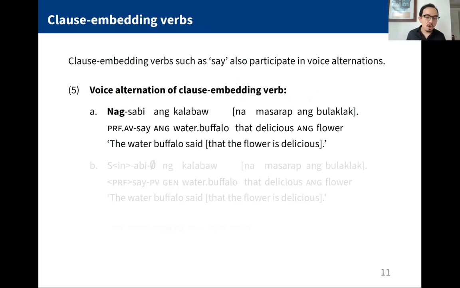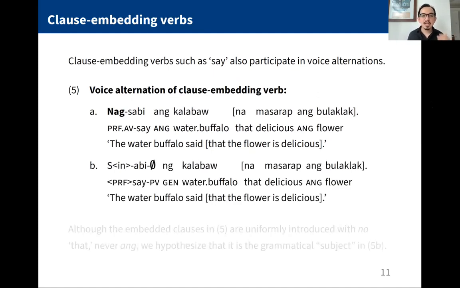Now, we're going to be talking about long-distance relatives, so I want to introduce some clausal embeddings. Clause-embedding verbs like say in Tagalog also participate in voice alternations. So here's the verb say, nagsabi, in the sentence, the water buffalo said that the flower is delicious. This is an actor voice form of the verb, glossed AV, corresponding to the fact that it's the agent of saying, the water buffalo, that gets the ang marker. But it's also possible to have the verb say in a patient voice form, here sinabi. And in this sentence in 5B, we notice that there's nothing that is unmarked because of that verb. The flower is unmarked, but it's the unmarked argument of delicious. So there's nothing in the matrix clause that's unmarked.